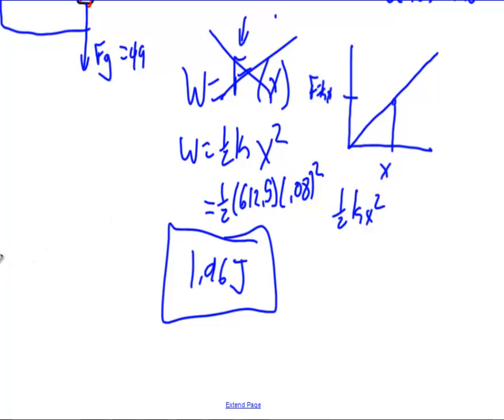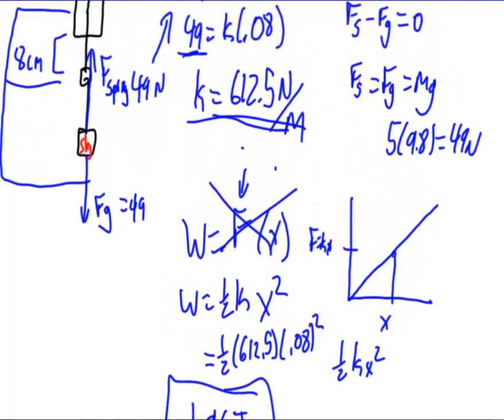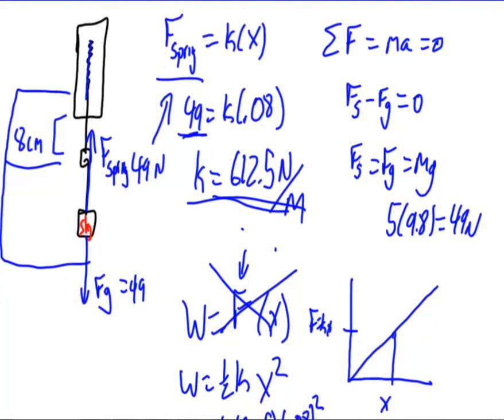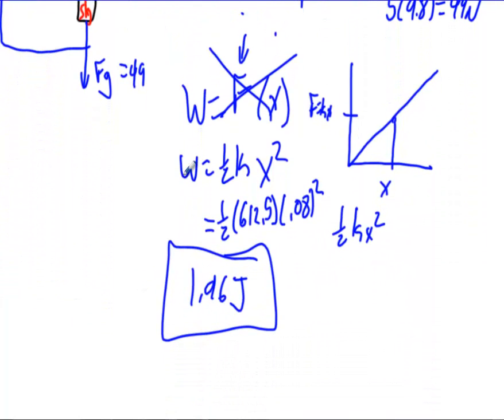So these problems don't really get too tricky. You just have to remember, because the force is varying as the spring stretches, we don't just use the force times distance equation to get work. We use 1/2 kx squared to get work. And because work is the transfer of energy, the work done to stretch a spring is equal to the energy stored in the spring.